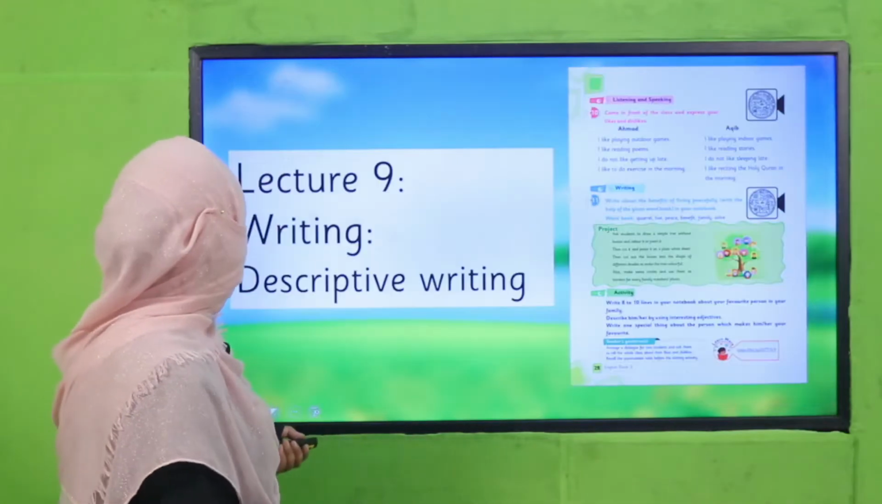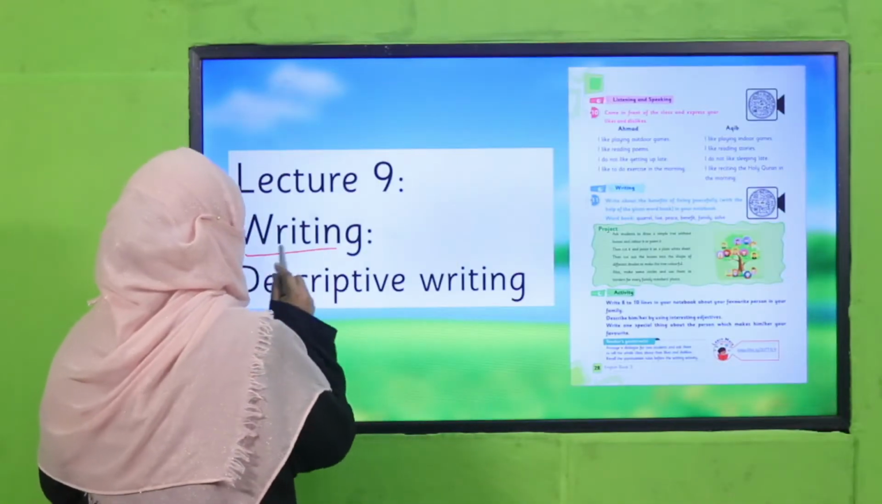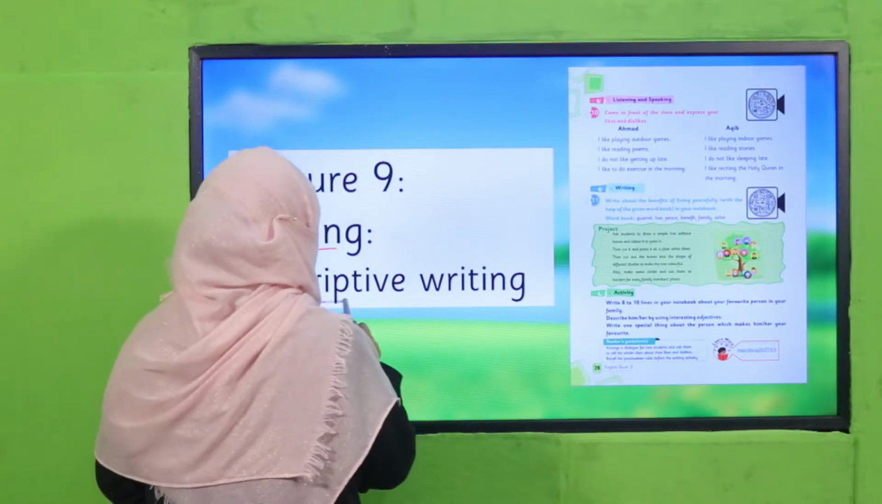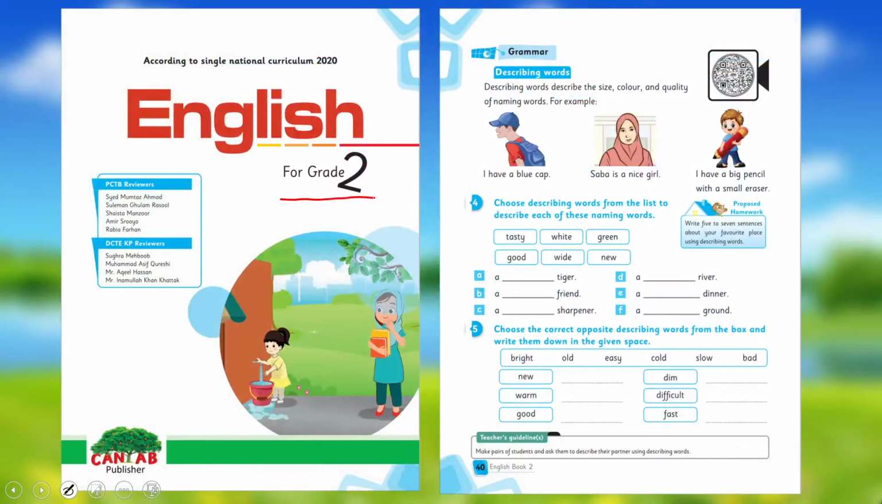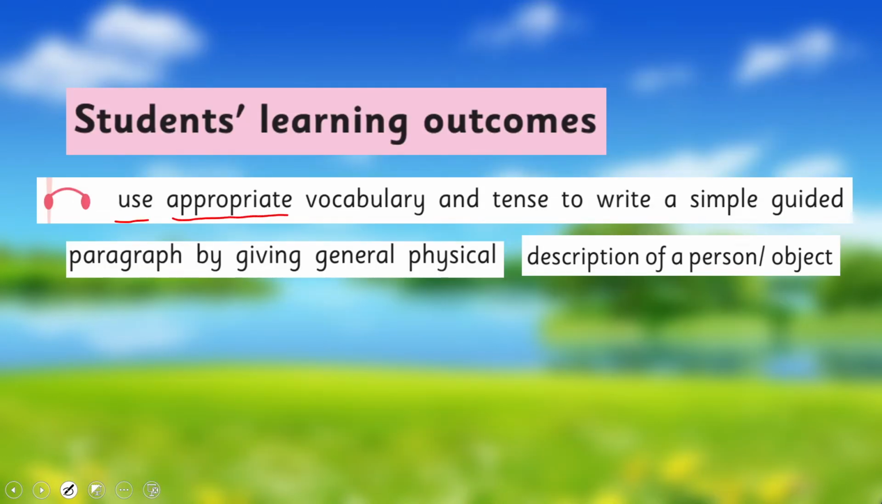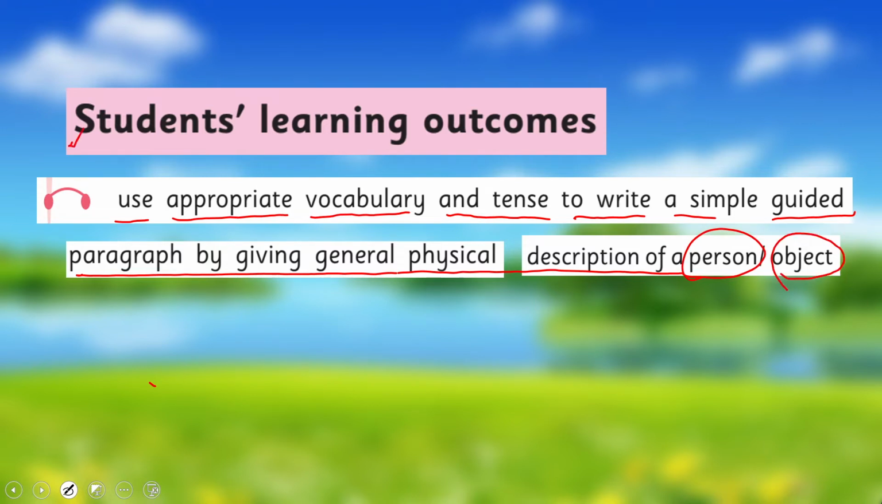Yes, my dear children, today under the title of writing, we are going to learn how to write a descriptive paragraph. Before this in English for grade 2, we have learned about describing words. I hope you remember. If not, you may watch this video lecture again. And we are going to learn further to use appropriate vocabulary and tense to write a simple guided paragraph by giving general physical description of a person or object. This is our today's SLO.